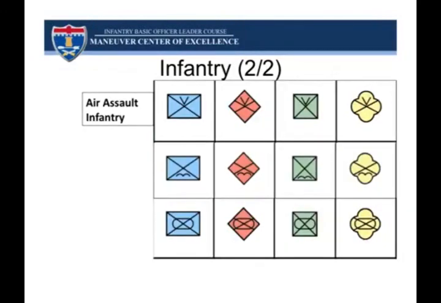The fourth type of infantry unit is the air assault unit. It's marked as a V in the top center of the symbol. The next type is the airborne infantry unit. The key modifier in this case is the parachute located along the bottom center of the symbol.